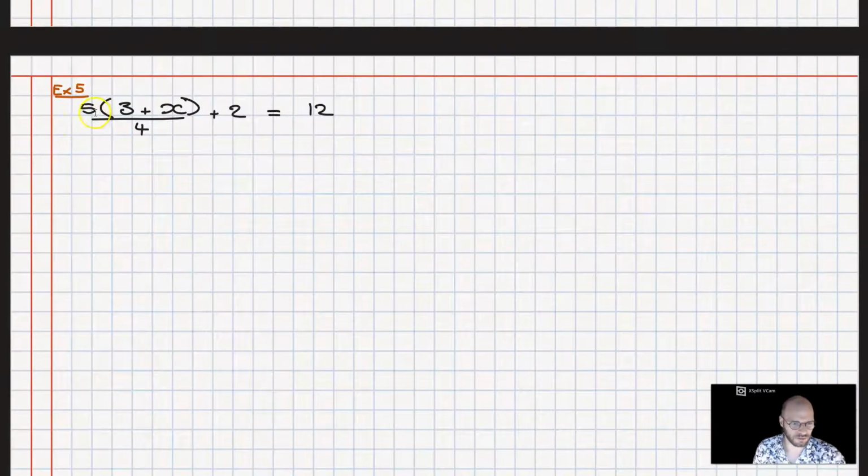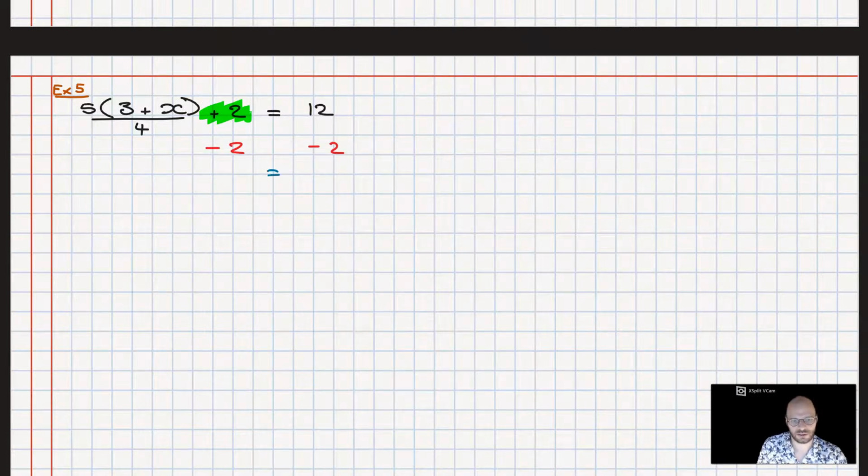We have 5 multiplied by 3 plus x divided by 4 plus 2 equals 12. Now this particular question here, I'm not going to do a flowchart anymore because I think we've practiced that enough. Rather, let's go straight into it. What is the first thing we need to remove from this left-hand side expression? The answer is we need to get rid of this plus 2. The way we do that is we take 2 from either side.